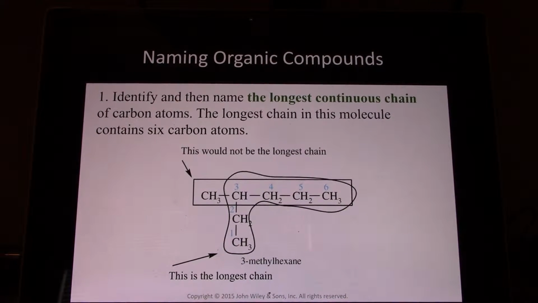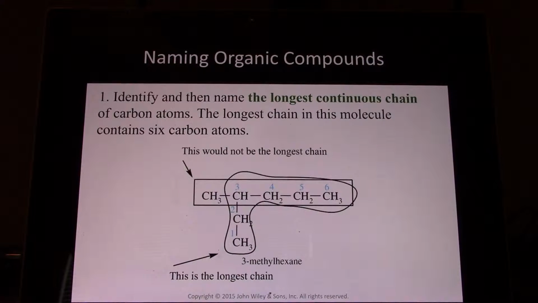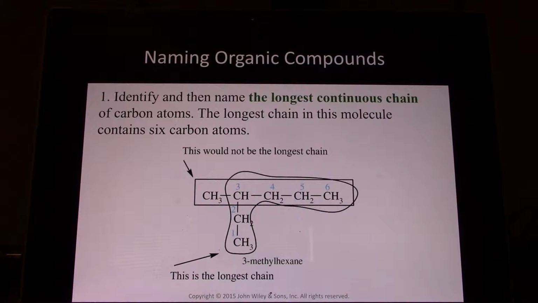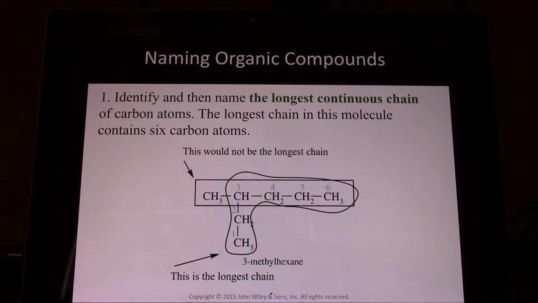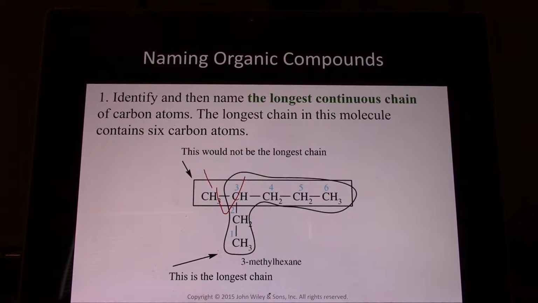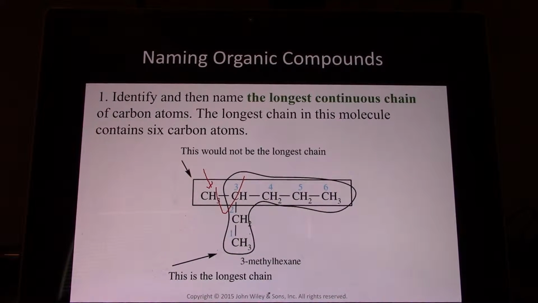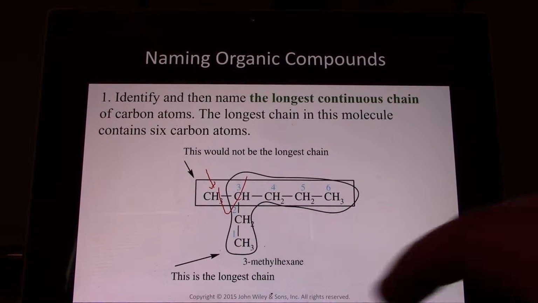So, to name them, we find the longest continuous chain that becomes your base chain. In this case, it's 6 carbons. The longest continuous chain is 6 carbons. And then what's coming off of it is a branch. Now, there's 2 ways we could name this compound.